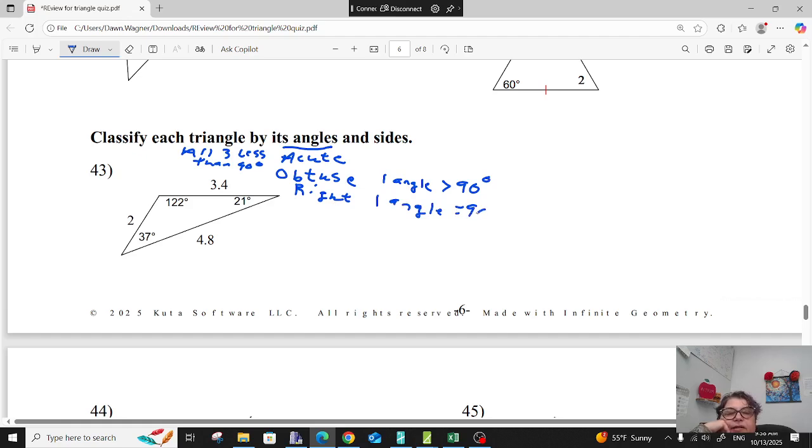So by the angles and these three definitions, which one would I use? Obtuse, because this angle here is one angle greater than 90. So I'd write the word obtuse. Now I'm going to look at the sides. There are three that we used for the sides: scalene, isosceles, or equilateral.